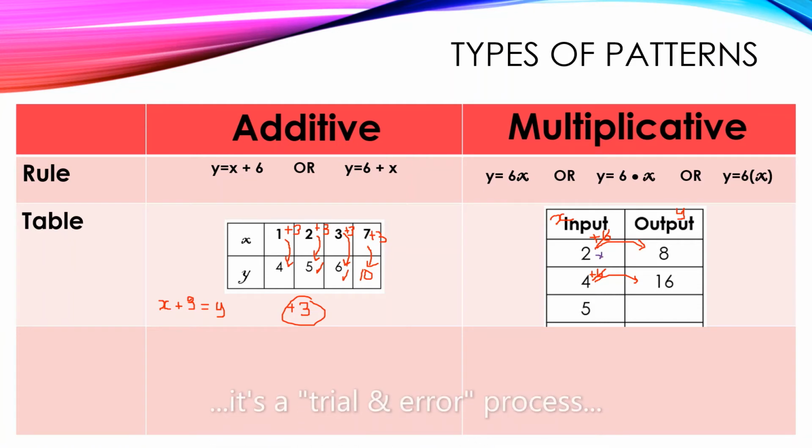I'm going to try multiplication now. So 2 times what gives me 8? Times 4. So that means 4 times 4. Is that going to give me 16? Yes, it does. So I know that this rule kind of works for this table. So once I get here, I can actually apply the rule here when x is 5 to find my next y value. As you may have guessed already, because you're brilliant, that 5 times 4 is 20.